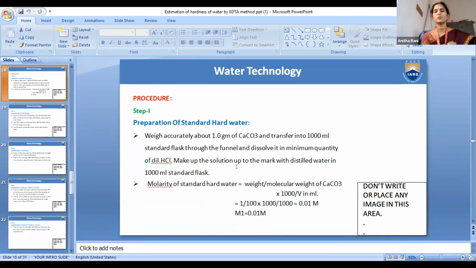So we prepared the first solution. We are taking 3 solutions, students. One is standard hard water, the second is tap water, and the third is boiled water. In step 1, we prepared standard hard water in a 1000 ml standard flask by dissolving 1 gram of calcium carbonate in distilled water, and found its molarity using the formula weight by molecular weight into 1000 by volume in ml. So we got M1 equal to 0.01 molar.